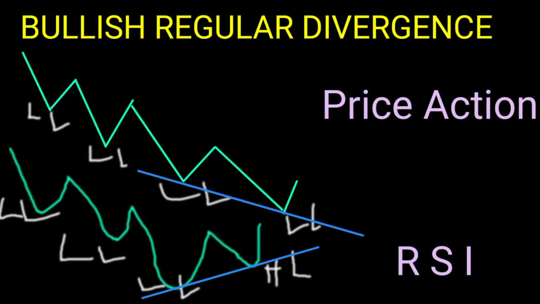There is no longer strength in the side of the bears. At that point, the RSI is doing something contrary to what the price action is doing. There is a divergence. So when you observe such a divergence, look for a confirmation, a bullish confirmation, and long the trade. Take a buy. So that is for regular divergence.